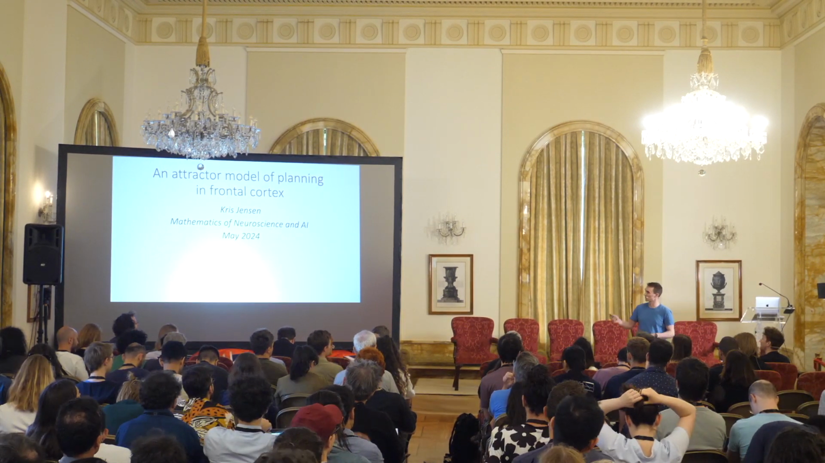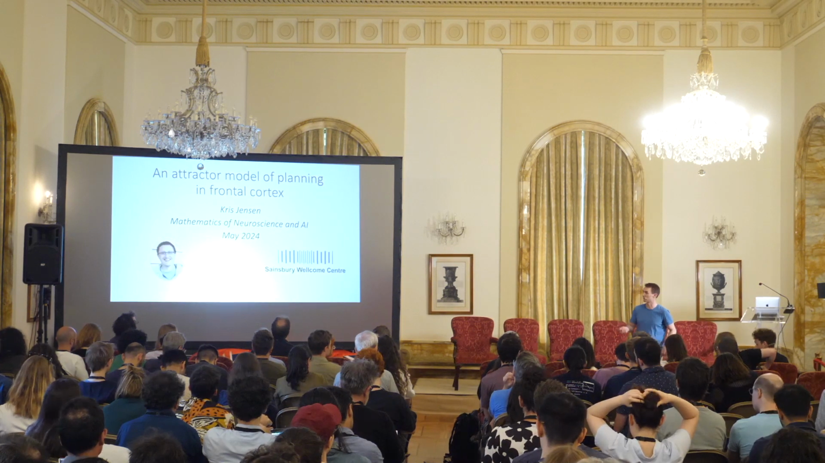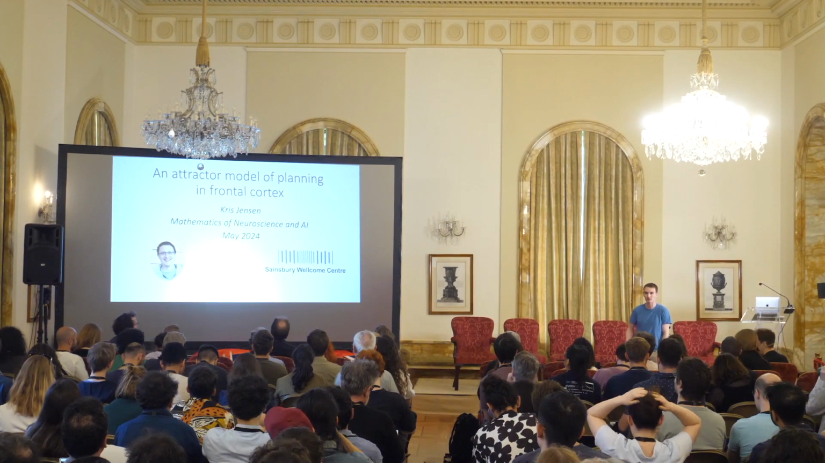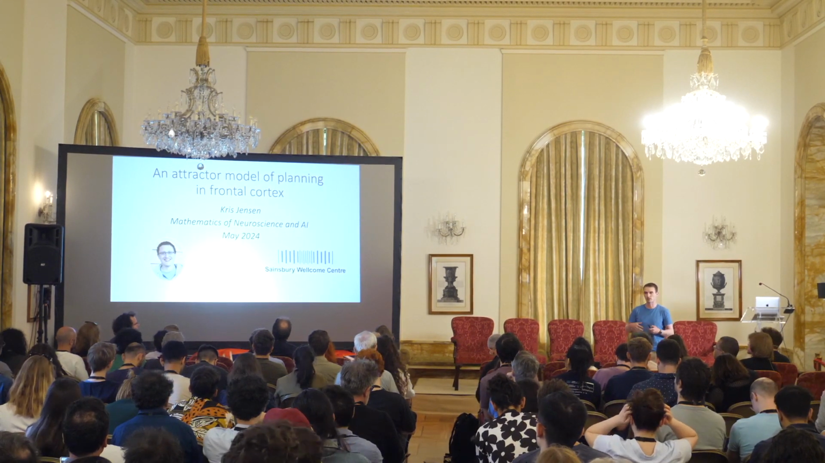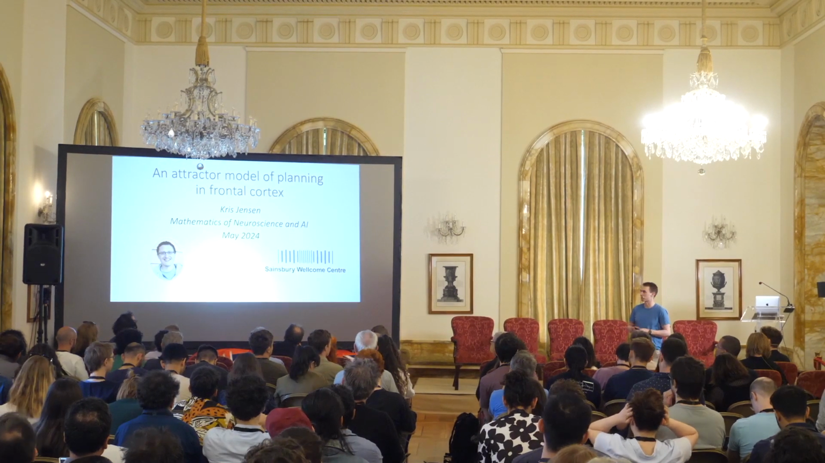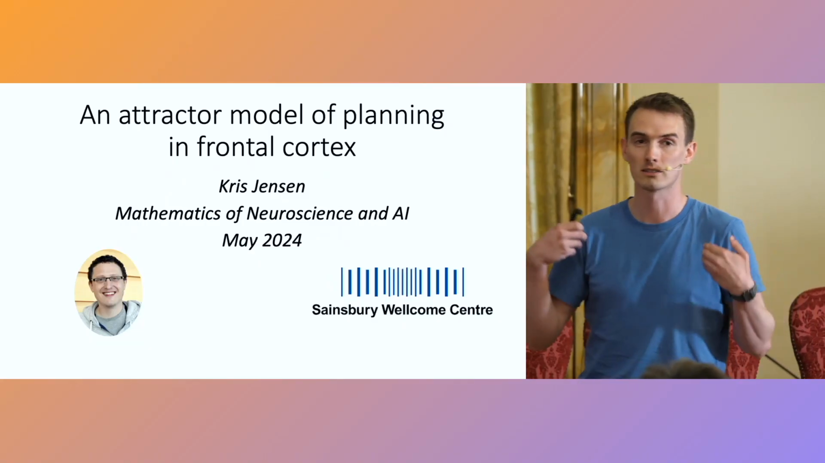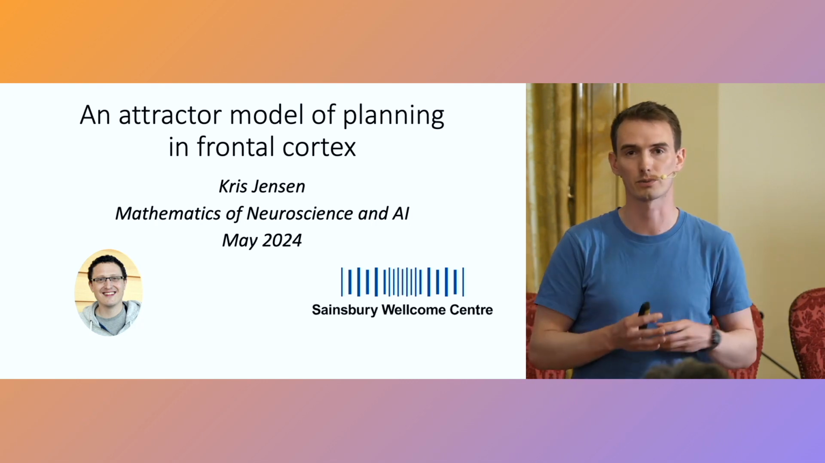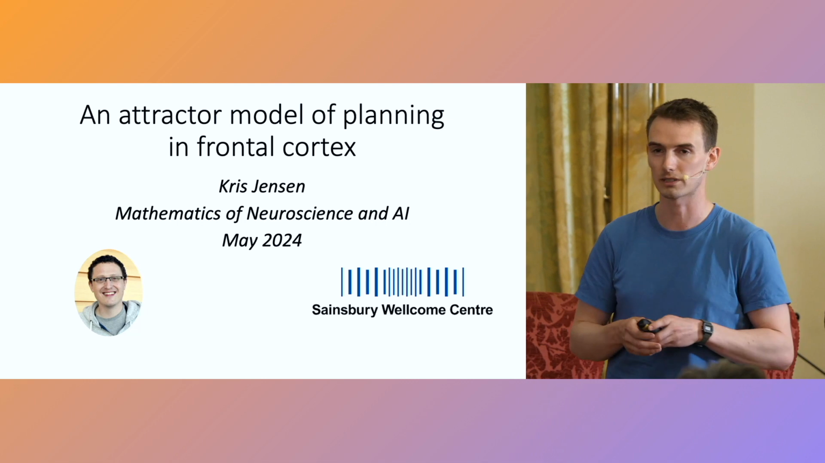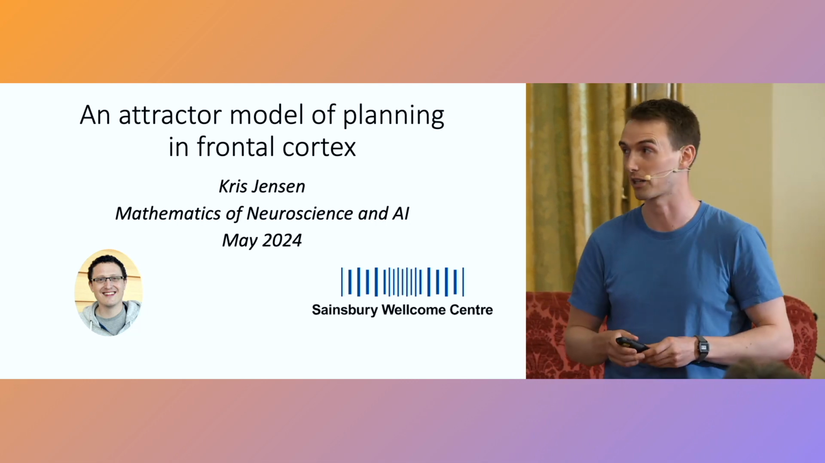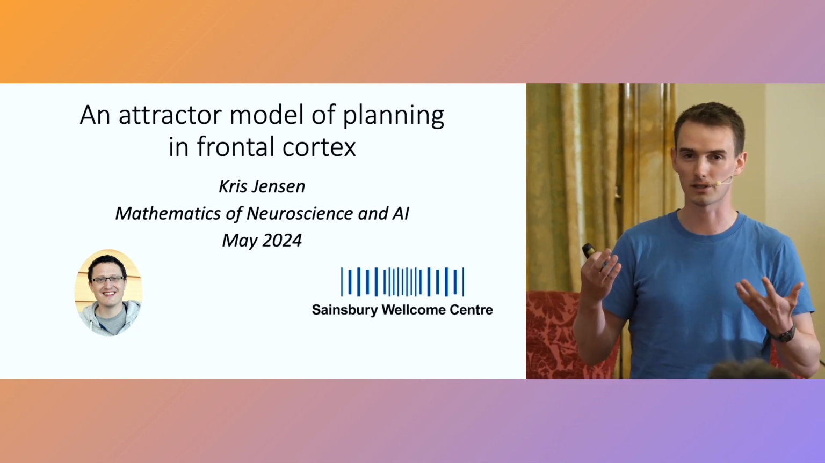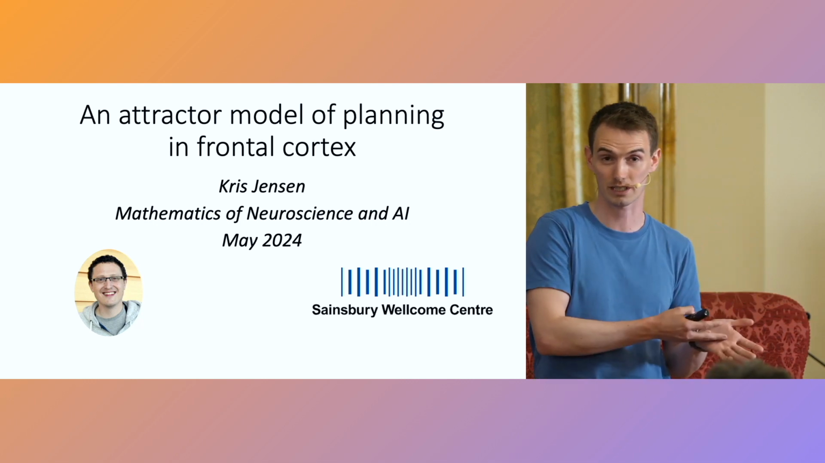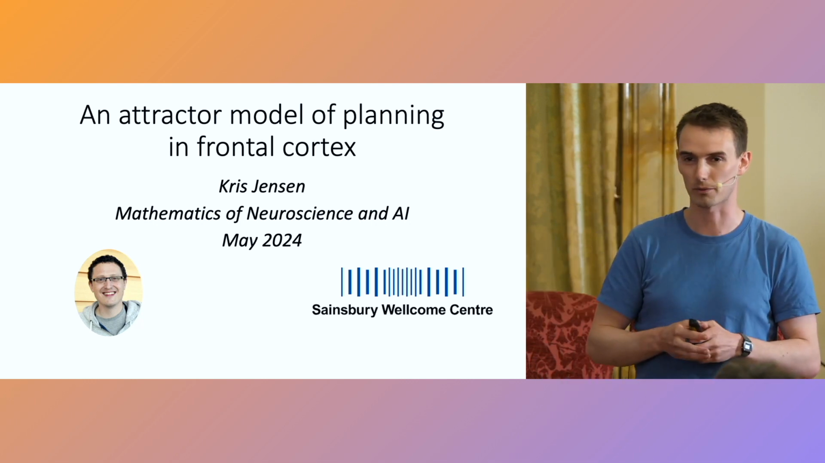Yeah, I'll be talking about this work that I've been doing with Tim Behrens at the Sainsbury Wellcome Center, which is part of UCL, where we've been trying to think about the types of algorithms that might be implemented in frontal cortex to help us plan in sequential decision-making tasks. A lot of this work is inspired by work on sequence memory tasks, like the ones James was telling us all about 2 days ago, because we know that frontal cortex is involved in these sequence memory tasks, and we also know that it's important for planning.